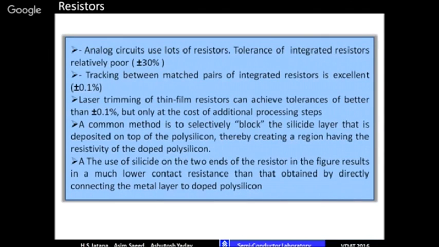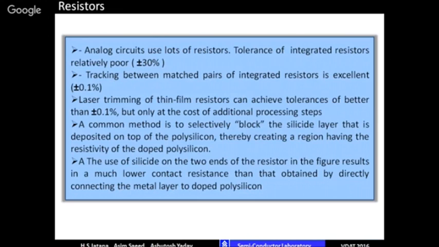Resistors are widely used in analog designs, but the tolerances of these resistors are very poor. The resistance value can vary by as much as 20 to 30%. If you are making a resistor of 1000 ohm, it need not be 1000; it can be 700 or it can be 1200 also.